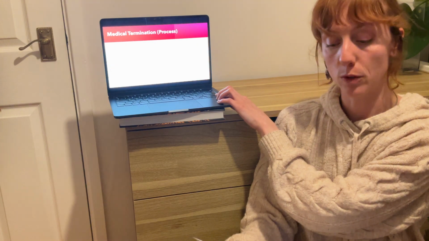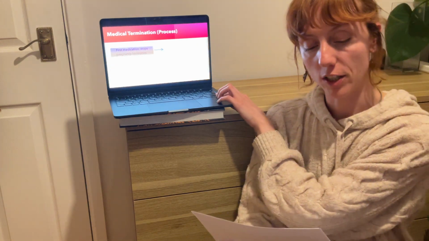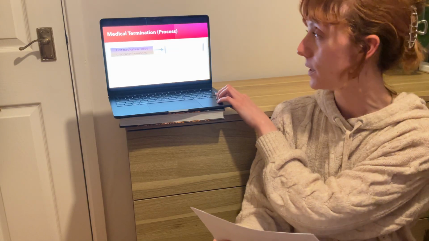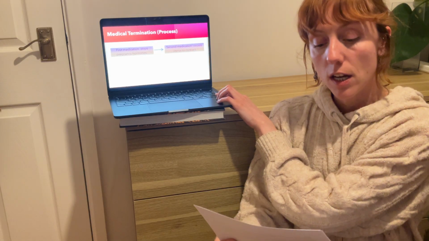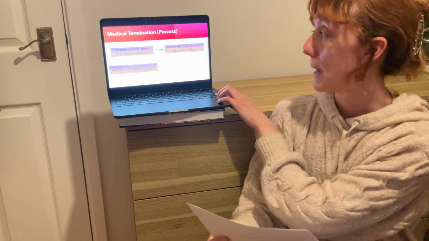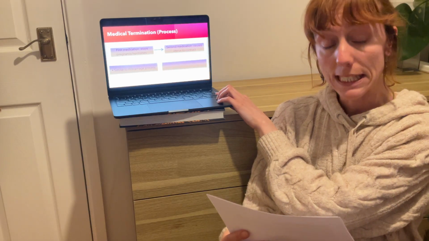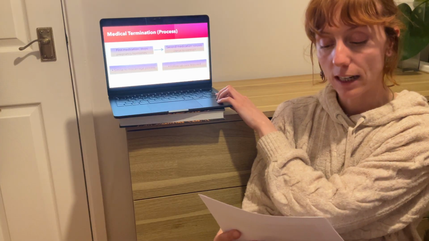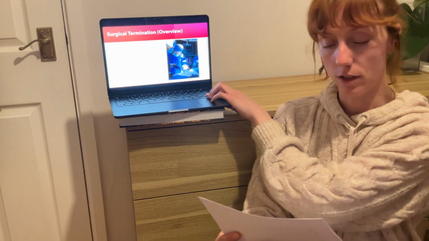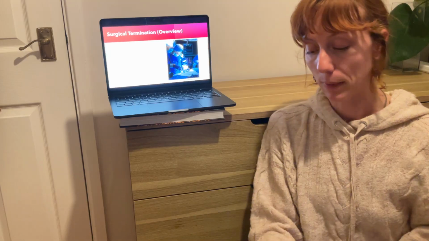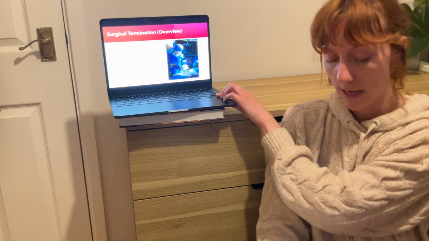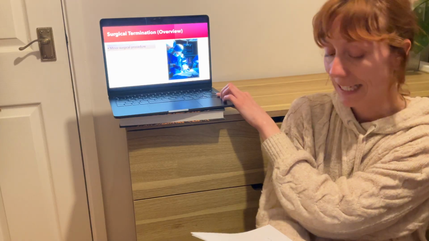The process of medical termination involves two medications. The first medication stops the pregnancy from continuing by blocking hormones. The second causes the uterus to contract and expel the pregnancy tissue, similar to a miscarriage, and this process can involve bleeding and cramping, and follow-up care is important to ensure the procedure is complete and to check for any complications. Surgical termination is a procedure carried out in a clinical setting.